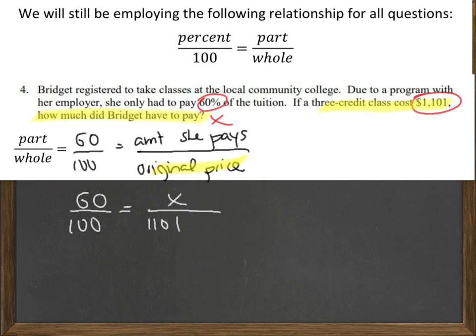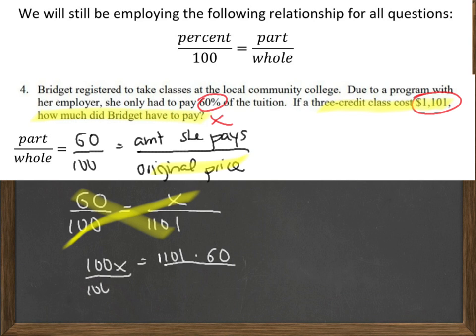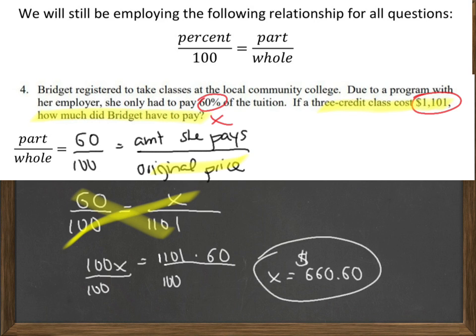Okay, so again, 1101 is the whole. It's the undiscounted amount of the course, right? x is the amount that she paid. So again, we can cross multiply and solve. So we have 100x is equal to 1101 times 60. Then we can just divide both sides by 100, and we find out that x is equal to $660.60. So that's the amount that she pays.